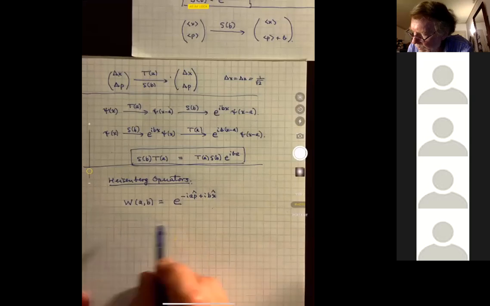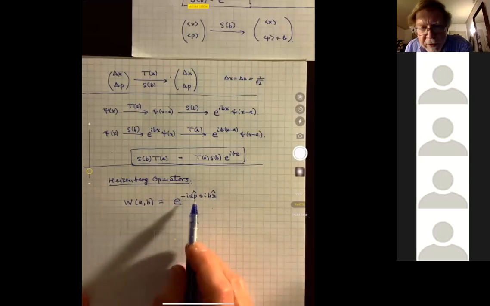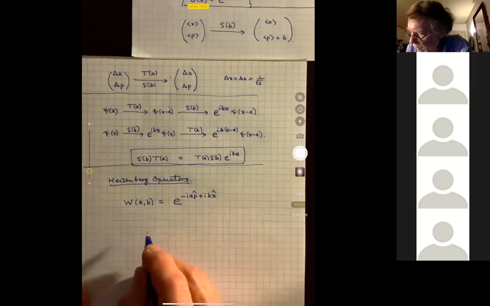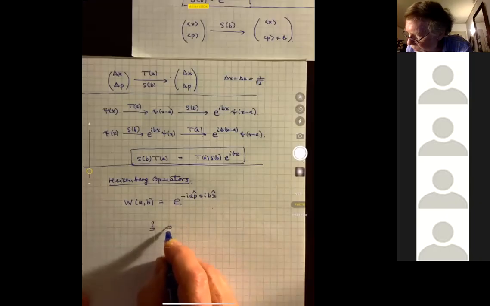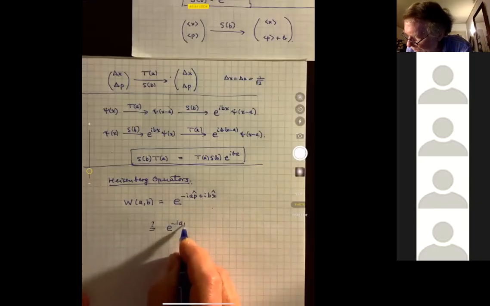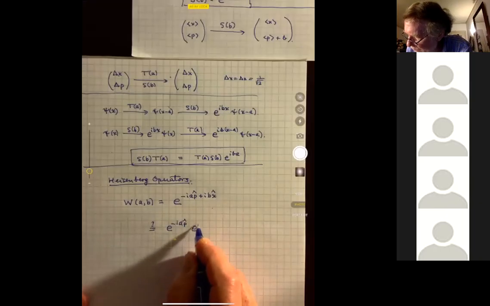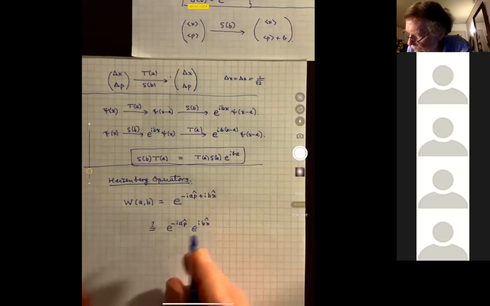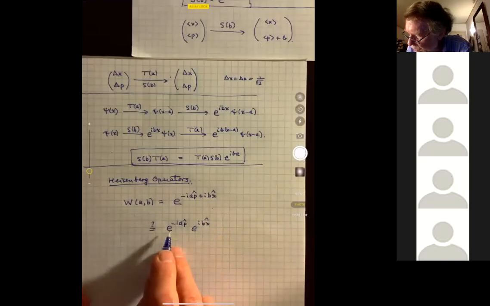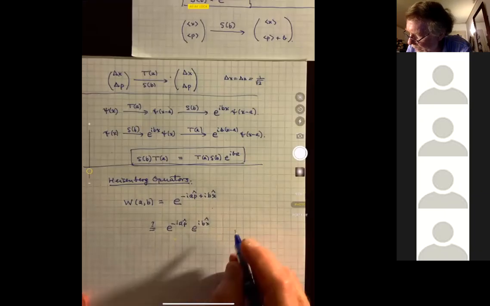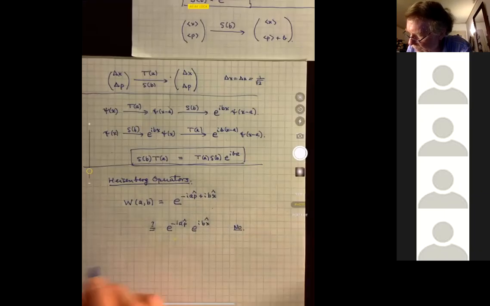Now, these are the same exponents that occurred in the position and momentum translation operators, but they're combined into a single exponent. You might wonder, is this equal to e to the minus i A P hat times e to the i B X hat, which would be the product of the position and momentum translation operators? And the answer is no, they're not the same.